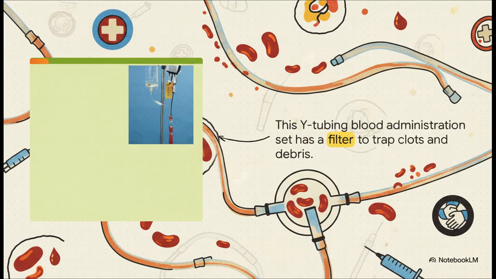And here's a perfect look at that special tubing we were just talking about. See that little chamber in the line? That's not just for show. That is a filter, and it's a critical safety feature. It's designed to catch any tiny clots or gunk that might be in the blood so they don't get into your patient.